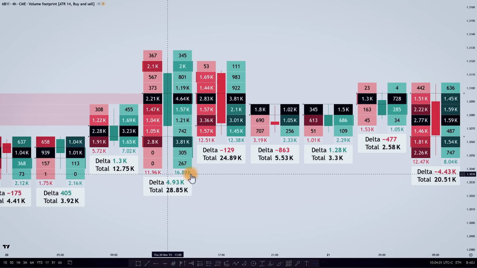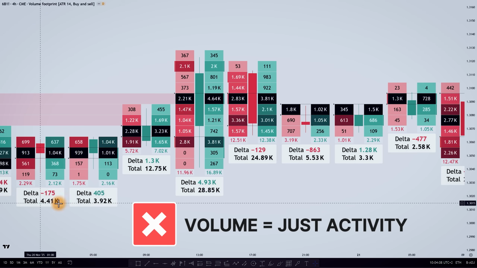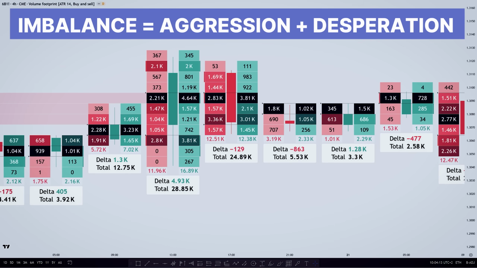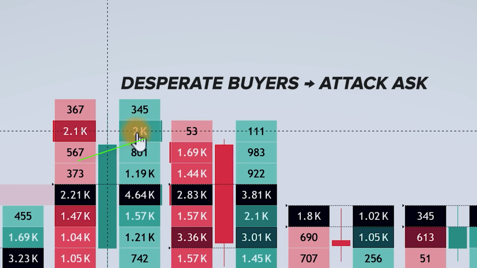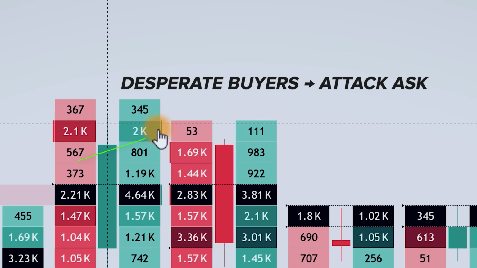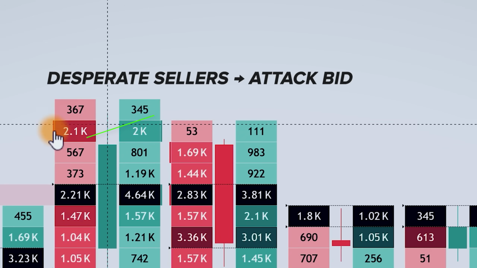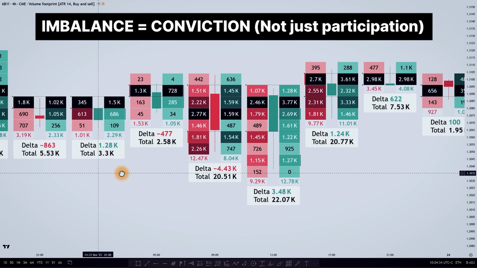Here's the problem most traders have. They see volume and think activity happened. Great, but volume doesn't tell you if that activity was aggressive. Imbalances show you aggression. They show you where one side was desperate. Desperate buyers are willing to pay any price to get in. They're not waiting for price to come to them. They're attacking the ask. Desperate sellers are willing to dump at any price. They're hitting the bid hard. Imbalances show you conviction, not just participation.